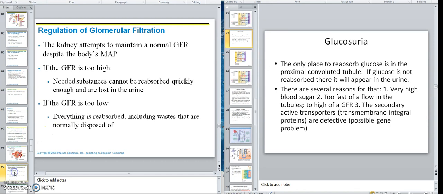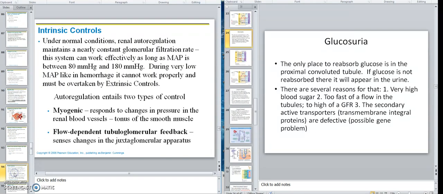Now, going a little step further real quickly here. Under normal conditions, the renal artery maintains a nearly constant glomerular filtration rate. This system can work effectively as long as MAP is between 80 and 180. That's overall coming out of the heart. During very low MAP, like in hemorrhage, it cannot work properly and must be overtaken by extrinsic controls. Extrinsic controls are going to be hormones and the nervous system. We'll talk about hormones and the nervous system. So really this particular video is primarily on just looking at the functions and anatomy of the juxtaglomerular apparatus.